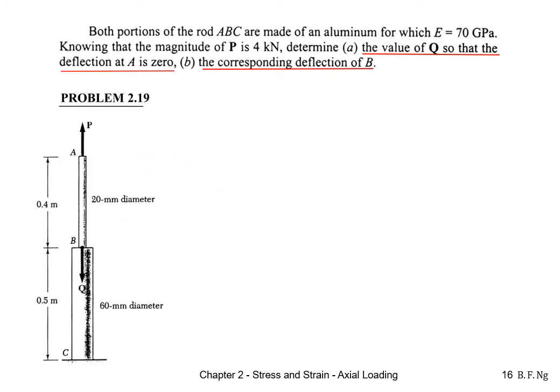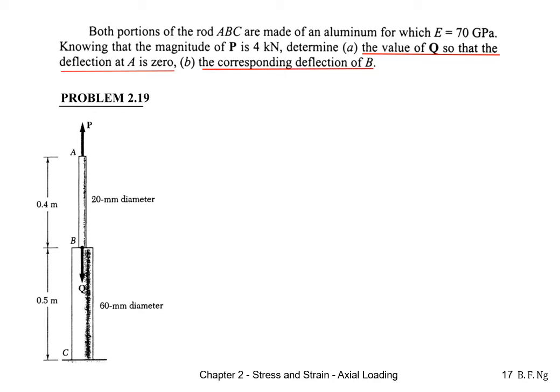Let us now look at the tutorial questions. In question 2.19, we have a rod A, B, C that is of different cross-sectional areas. We are told that there are two forces acting on it. Force P is stretching A, B, C, and force Q is compressing only B, C. We will need to find the value of Q such that the deflection at A is 0, and also find the corresponding deflection at B.